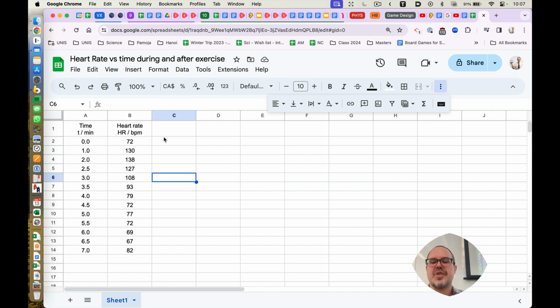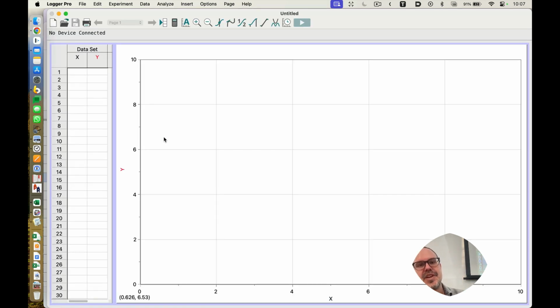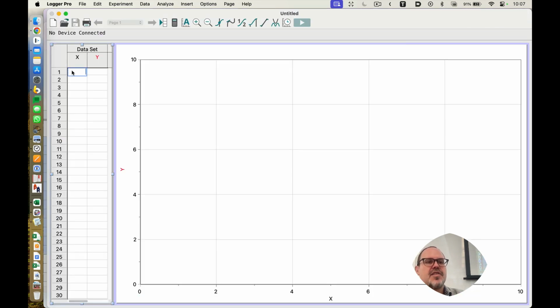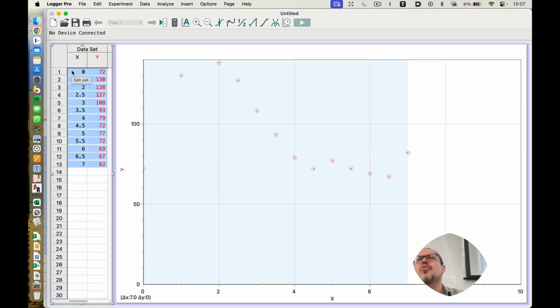So your table should be done, or the first bit of your table should be done. You're going to find out you need to do a second bit of your table. Then you go to Logger Pro. I just copy these numbers and paste them into Logger Pro. Also, I'm recording this right now. This will be posted on YouTube later, so you can see this.